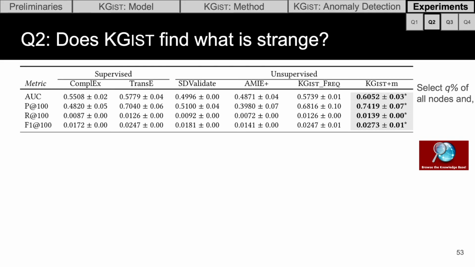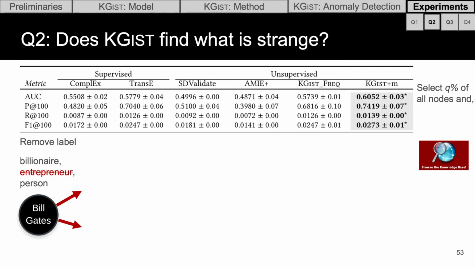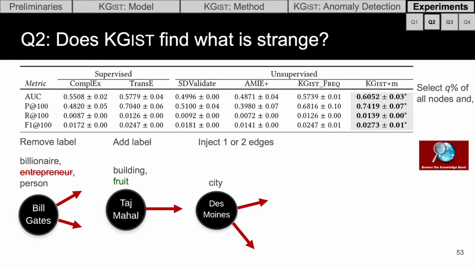We inject ground truth anomalies and evaluate how accurately we can identify them. And we inject 4 different types of anomalies to show that we can find many different types of anomalies with a single method. For each of these 4 types of anomalies, we select Q% of all nodes, and we perform a certain perturbation. The first is that we remove a label, the second is that we add a label, the third is that we inject 1 or 2 edges at random adjacent to the node, and the fourth is that we replace a label. In each of these cases, we consider the adjacent edges as perturbed, and these are the ground truths that we use to evaluate the accuracy.